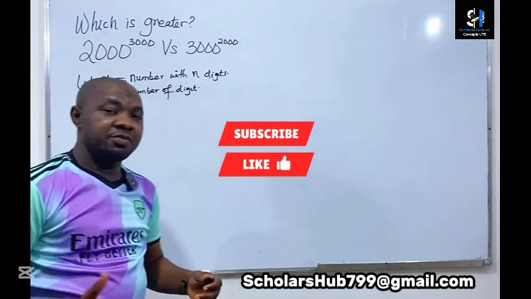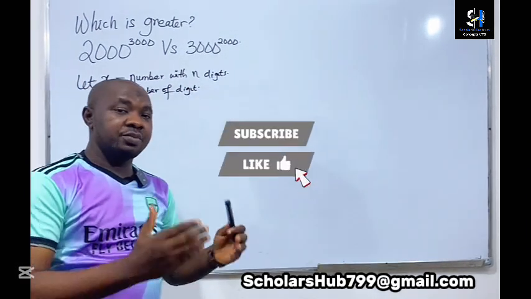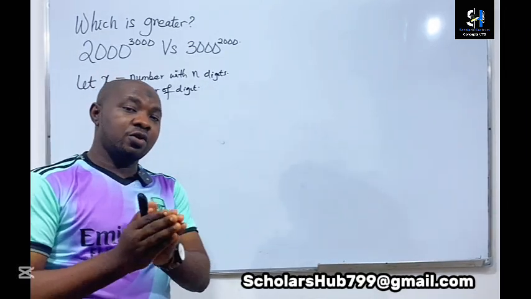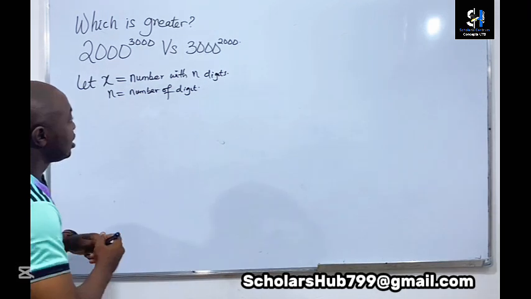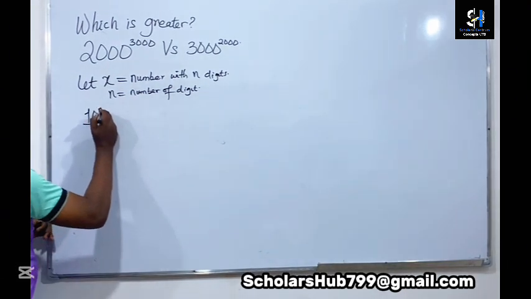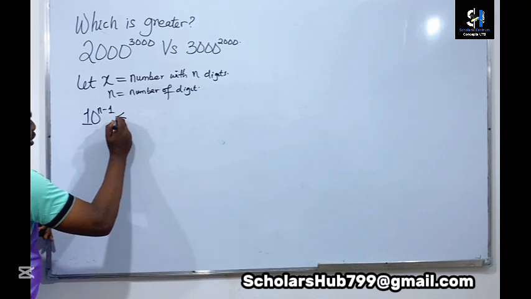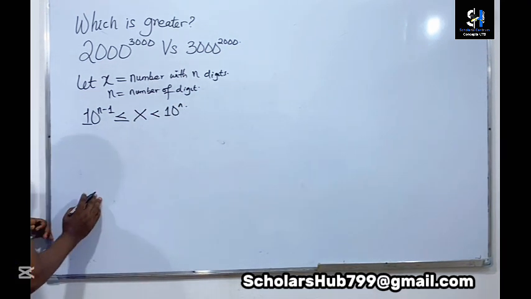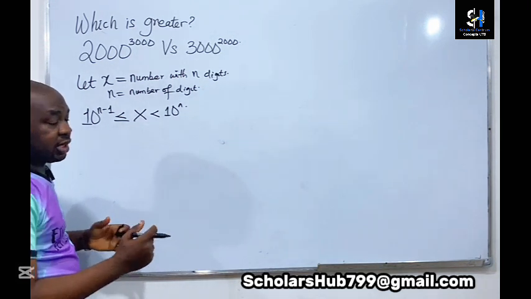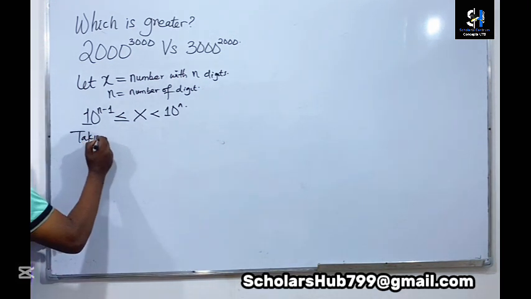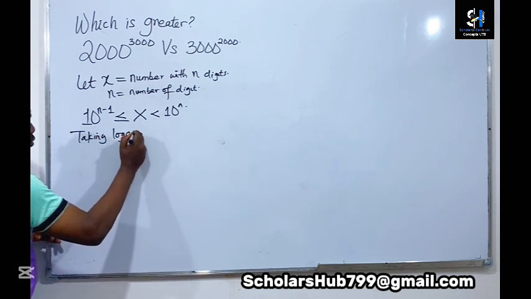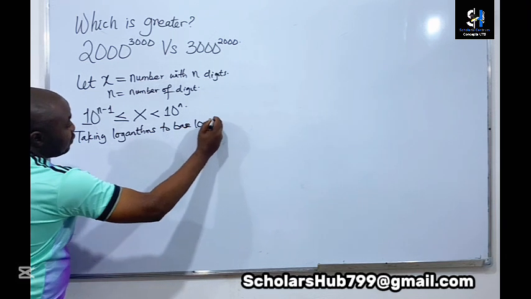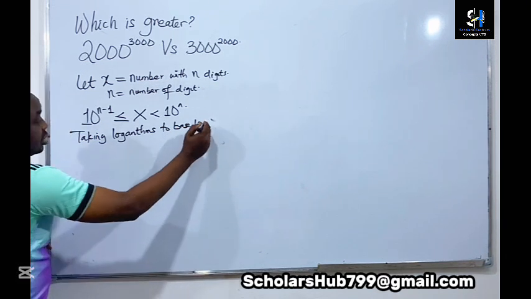Now I'm going to set my range, just like an inequality, which represents the range of numbers with n digits. That will be 10 to the power of n minus 1 less than or equal to x, less than 10 to the power of n. Then I'll take the logarithm to base 10 of both sides.